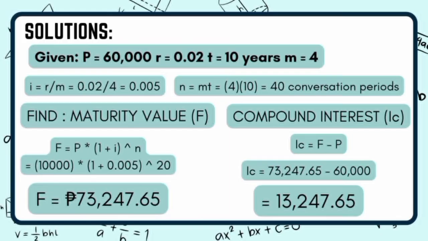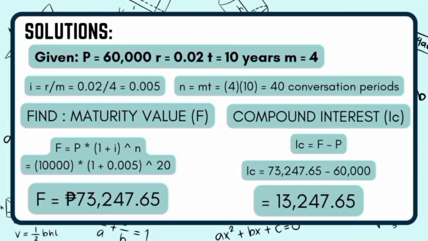Because it is compounded quarterly. So we have a solution here to get I. We just divide R and M. 0.02 divided by 4, so we get 0.005. And for N, we multiply M and T, which is 4 and 10. So we get 40 conversion periods. That is our T.